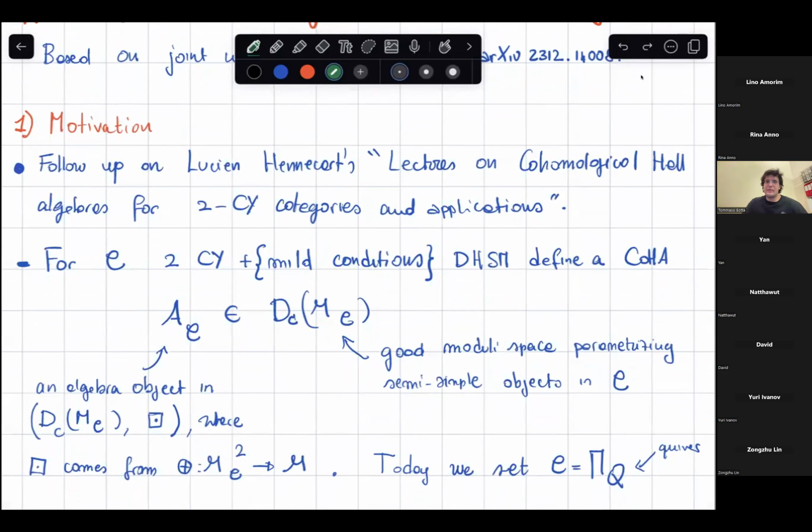In today's talk, we'll be interested in understanding something about this cohomological algebra when C, our two Calabi-Yau category, is a very specific category. In particular, we set C to be the category of representations of the preprojective algebra of an arbitrary quiver Q. For me, Q is an arbitrary quiver with finitely many vertices.